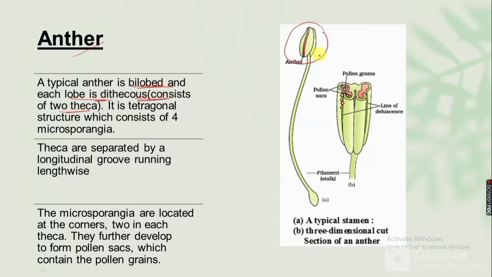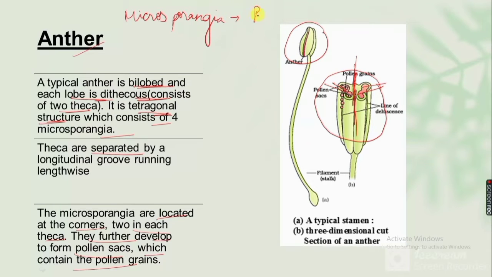It is a tetragonal structure with four microsporangia. This structure is tetragonal and it contains four microsporangia, two at each side. These thecae are separated by a longitudinal groove running lengthwise. Microsporangia are located at the corners. They further develop to form pollen sacs which contain pollen grains. Microsporangia develop into pollen grains.